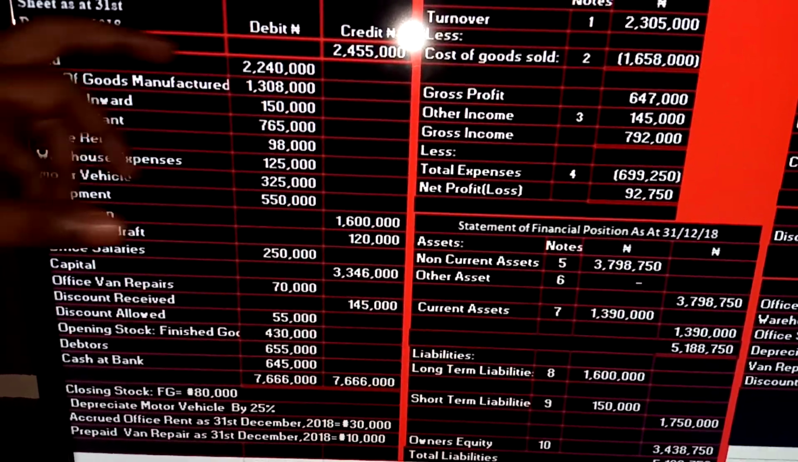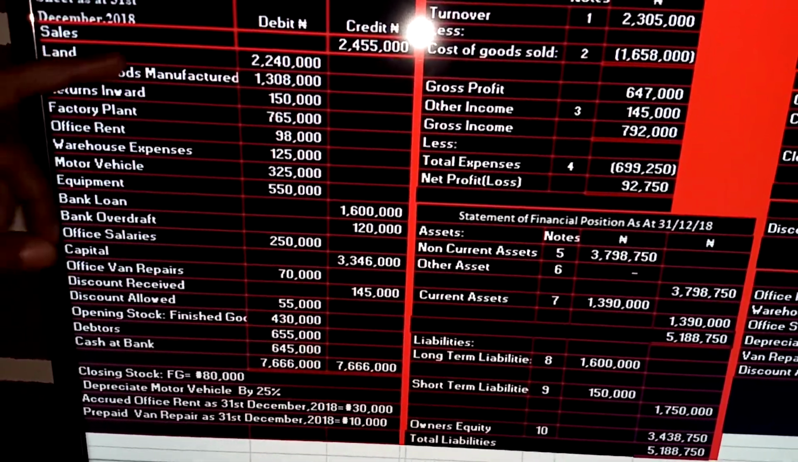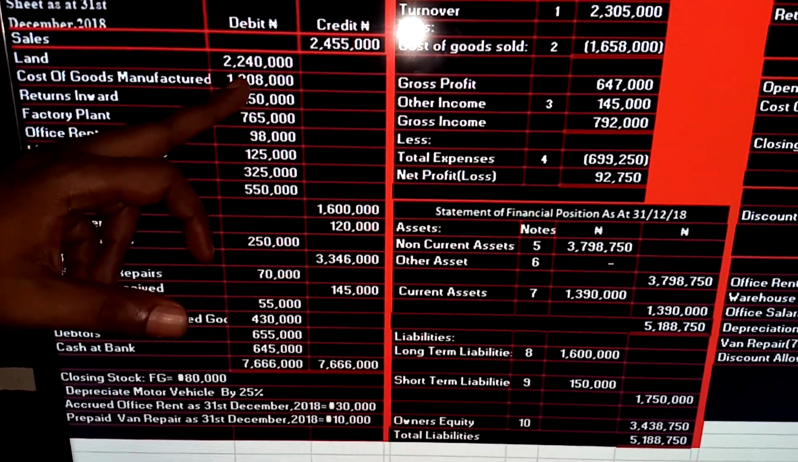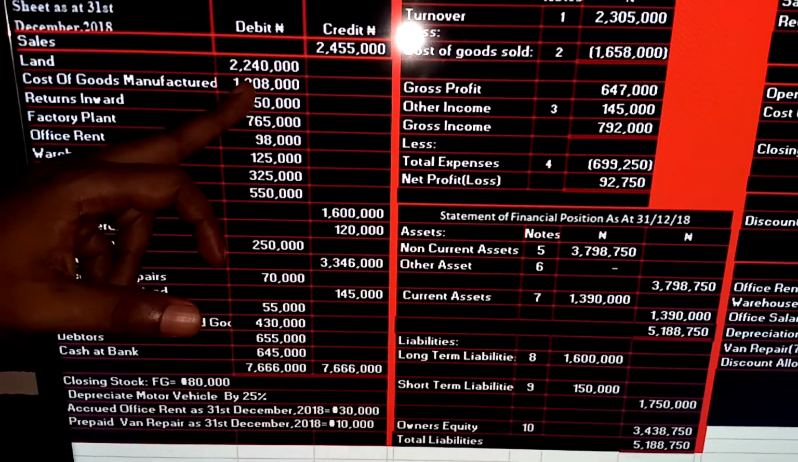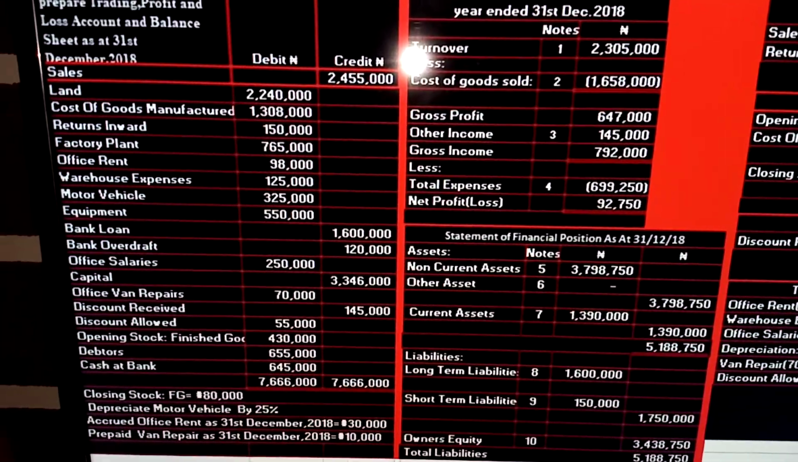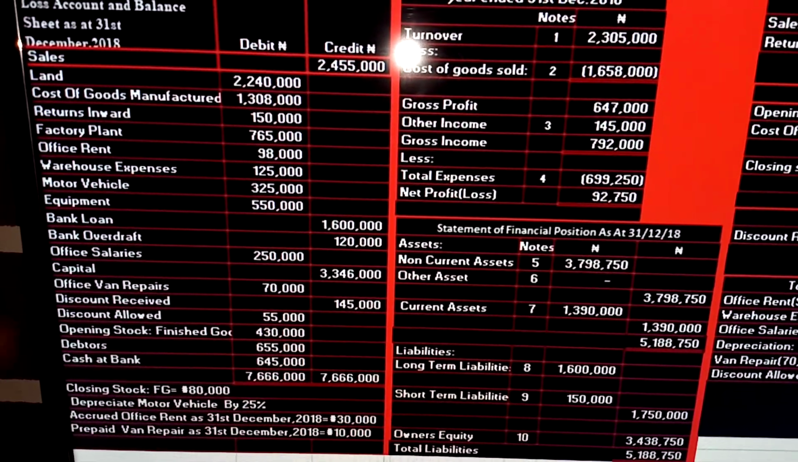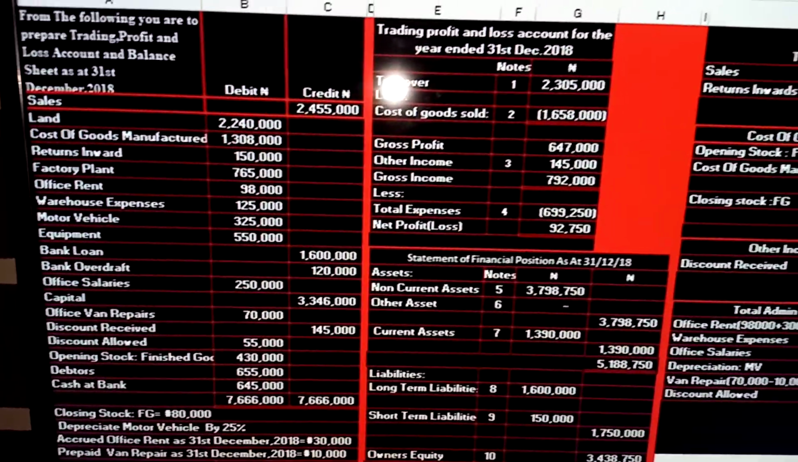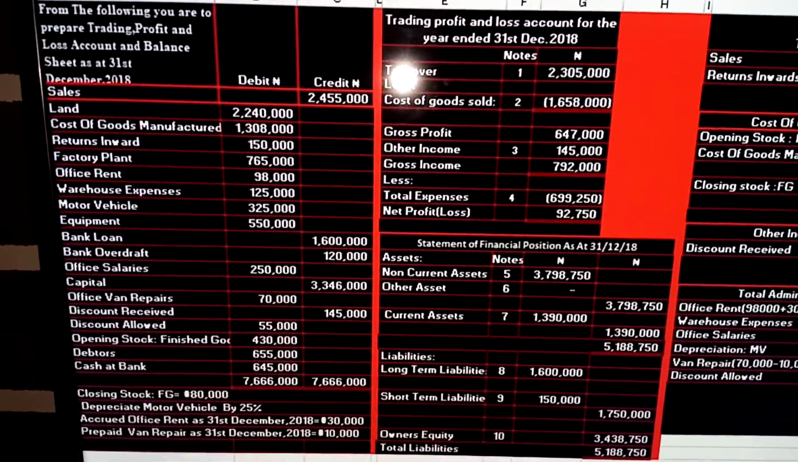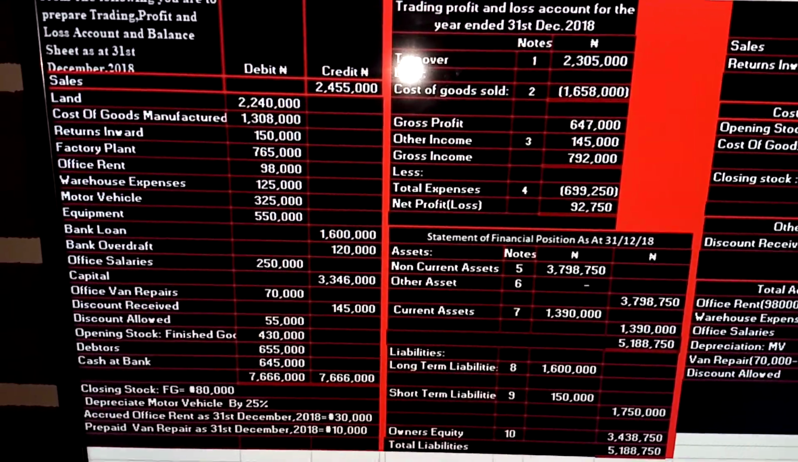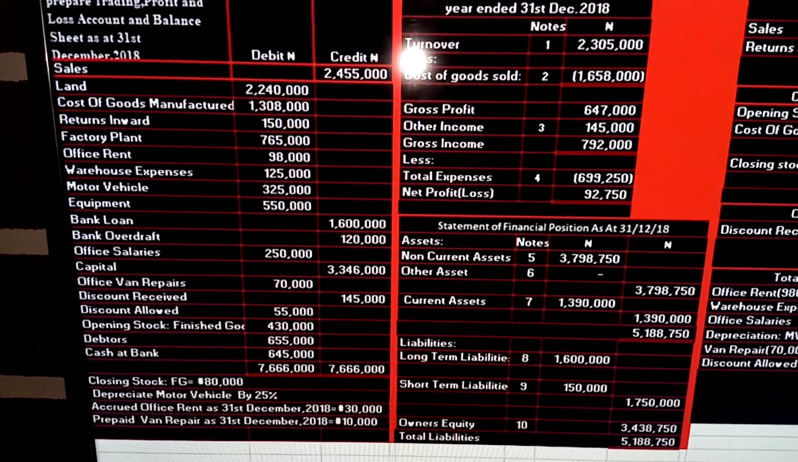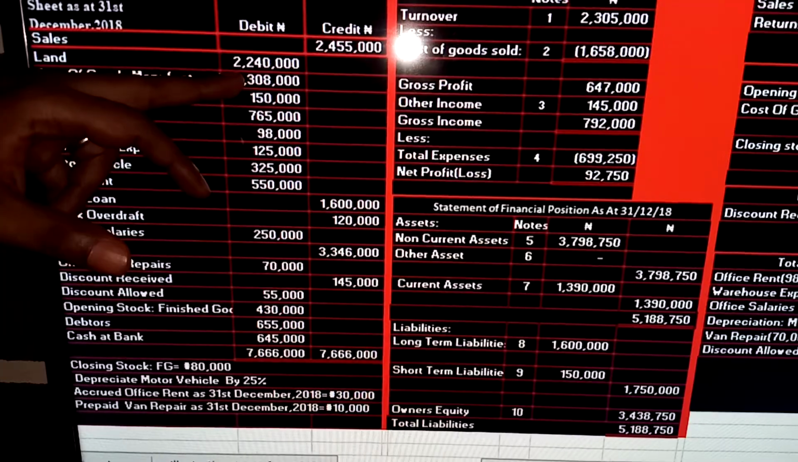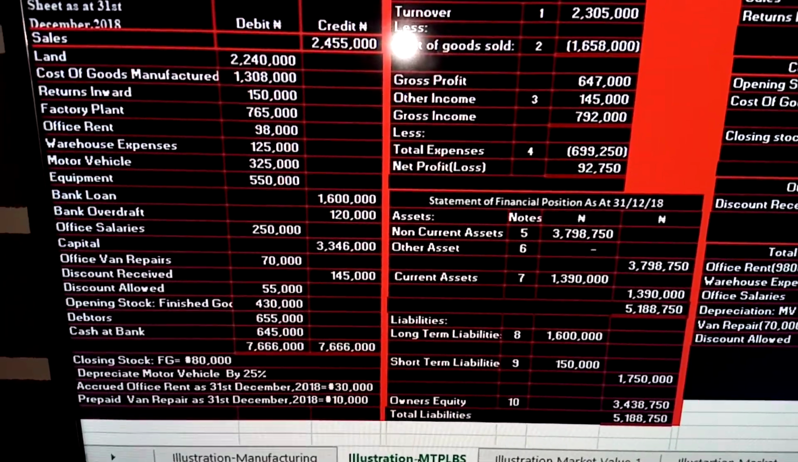You can see sales, land, cost of goods manufactured 1,308,000. Remember, your cost of goods manufactured is derived from your manufacturing account. So in this question, they have already prepared the manufacturing account. They're just giving us the cost of goods manufactured. But in some scenarios, you'll be asked to prepare the manufacturing account, the trading account, the profit and loss account, and the balance sheet. So basically, it's the same thing. But here, they've already helped to prepare the manufacturing account. So this is the cost of goods manufactured. This is what you derive from the manufacturing account. So let's proceed.